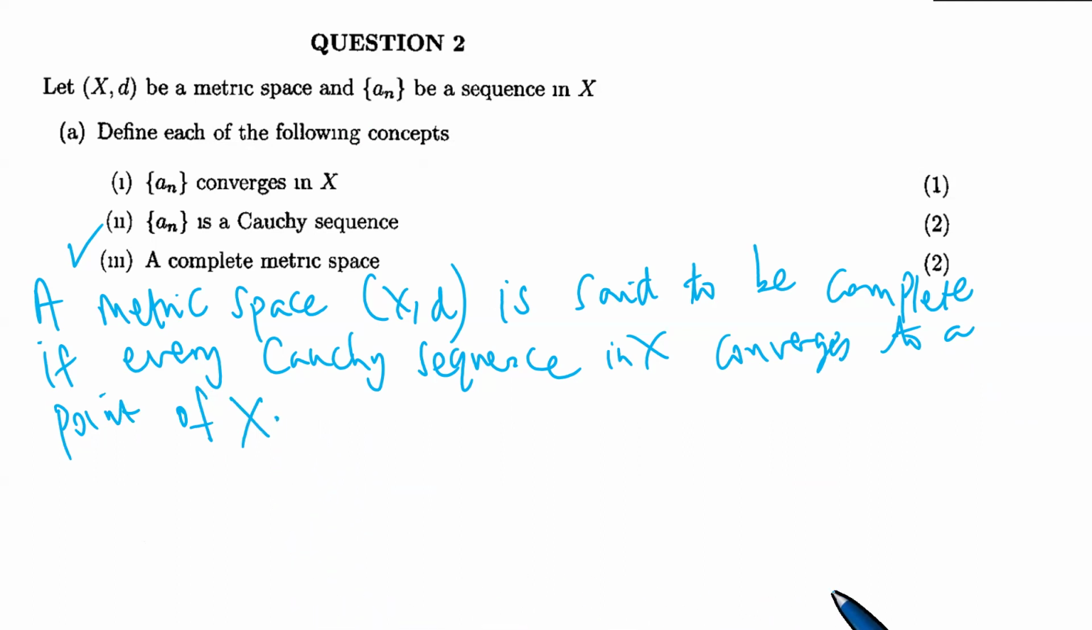A metric space XD is said to be complete. When is it complete? A metric space is complete if every Cauchy sequence in X converges to a point in X. If every Cauchy sequence in X converges to a point in X, then we have a complete metric space. And that's what we've discussed about complete metric spaces. What is a complete metric space? We note that to define a complete metric space, we must first define Cauchy sequences. But now a metric space XD is said to be complete if every Cauchy sequence in X converges to a point that occurs in X. Next point.